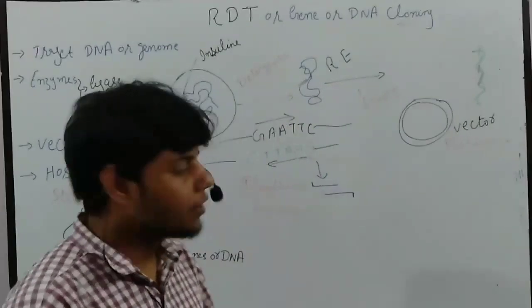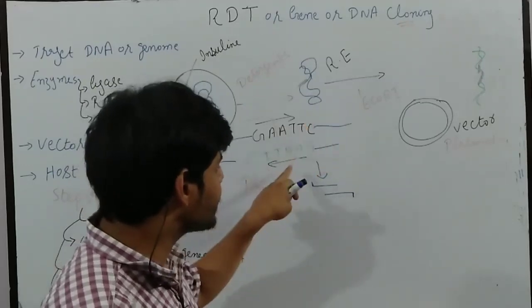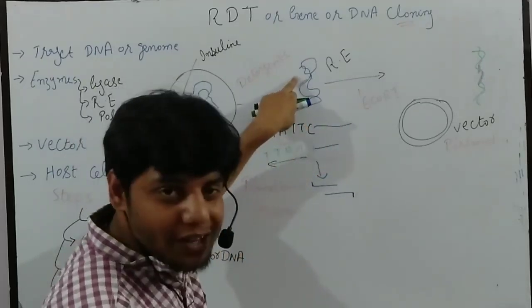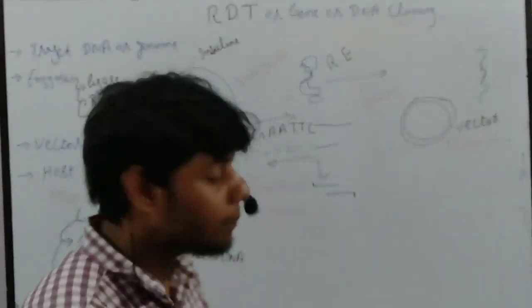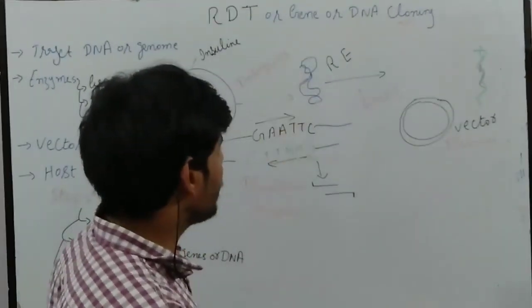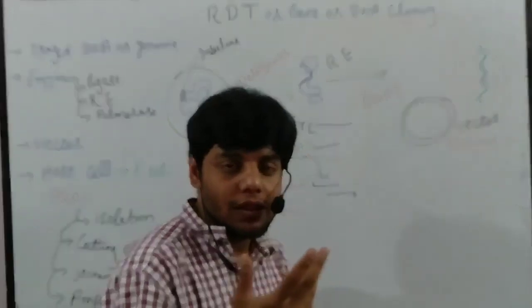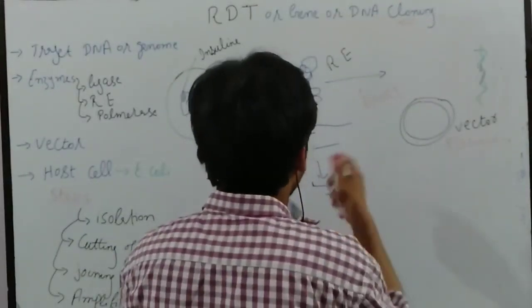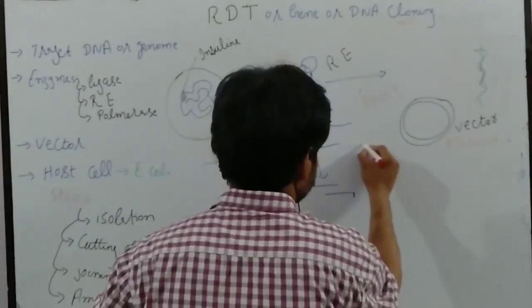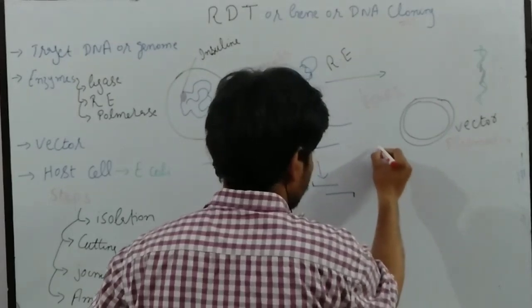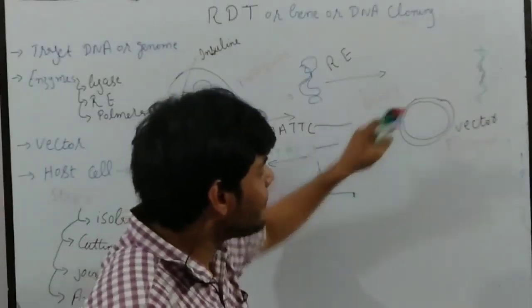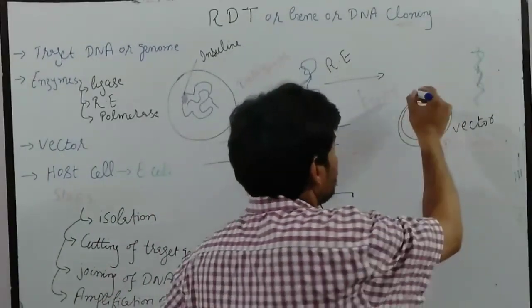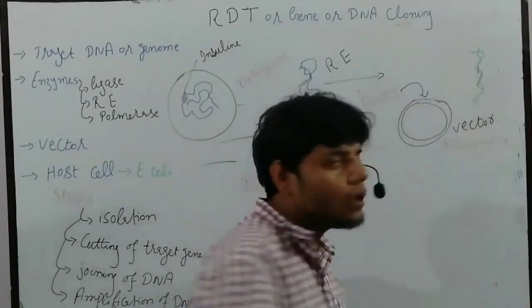Now, after that, what actually happens? We treat the human genome with EcoR1, the restriction enzyme. Once we cleave this genome with the restriction enzyme, we get our desired genes, let's say, with sticky ends. Remember, we also apply the same enzyme to this vector.